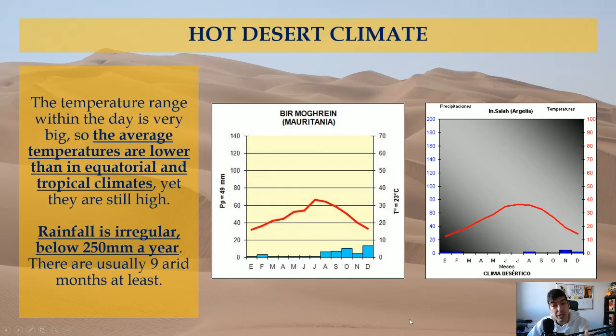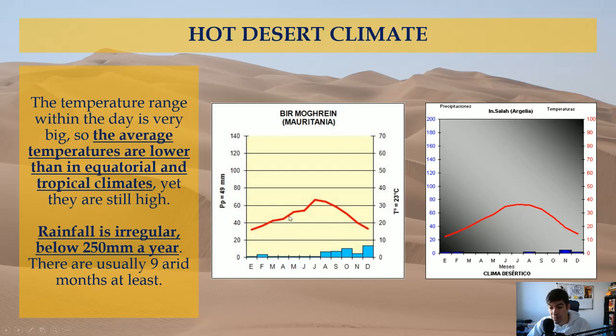As you can see, in the desert climates, the rainfall is very irregular and very scarce, usually below 250 millimeters a year, and at least we have 9 arid months, but usually all of the months are arid. And the temperature range within the day is very big, so in the morning or in the afternoon the temperatures are very high, but in the night they are cold. Okay. In the deserts, at night, it is cold, so the average temperatures are lower than equatorial and tropical climates, yet they are still high.